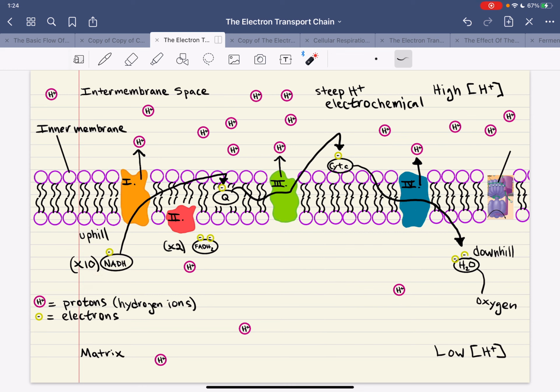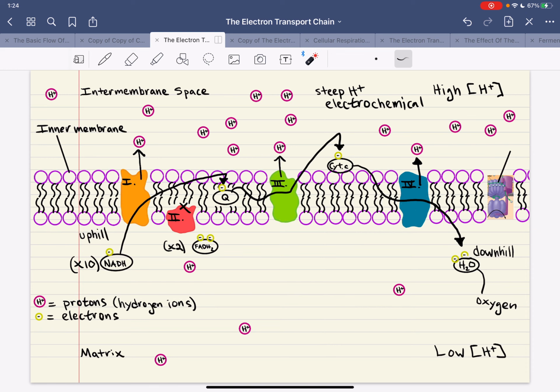Also, this complex 2 is not a pump. Only 1, 3, and 4. Okay, that's huge. That's a lot. This is all very important.